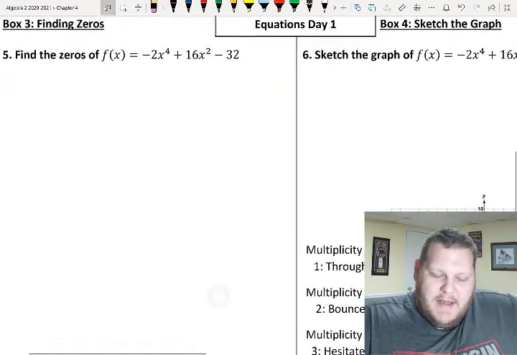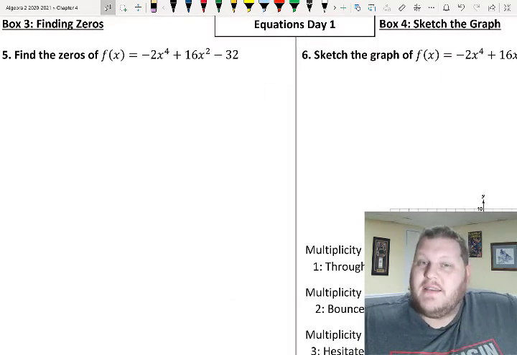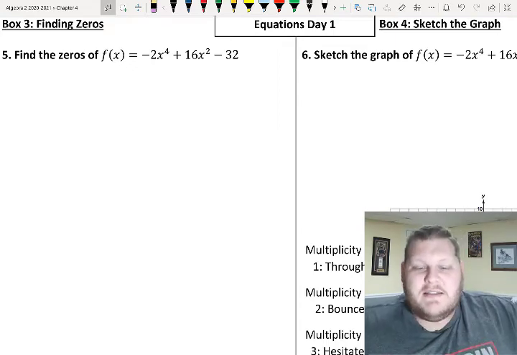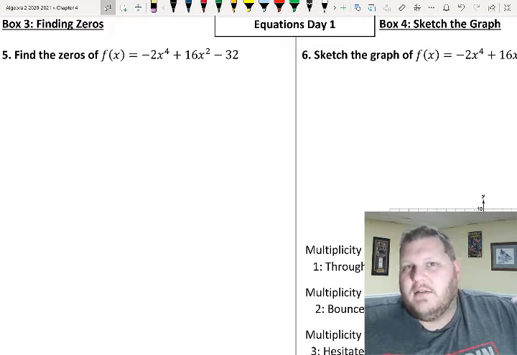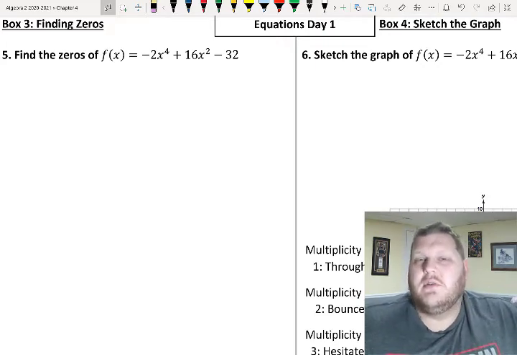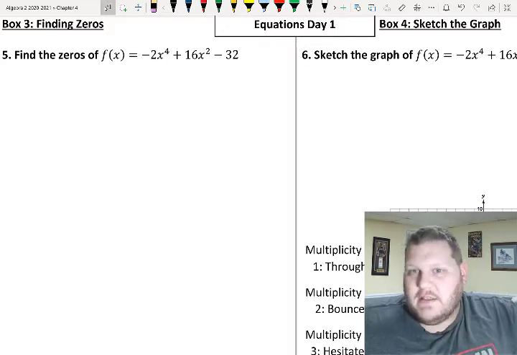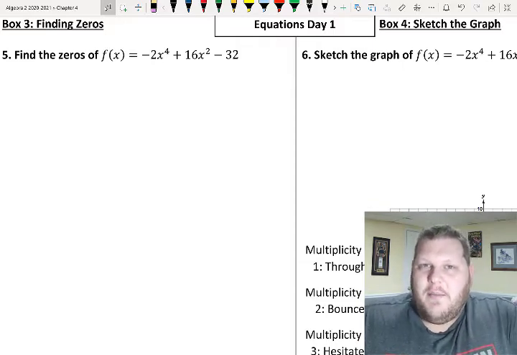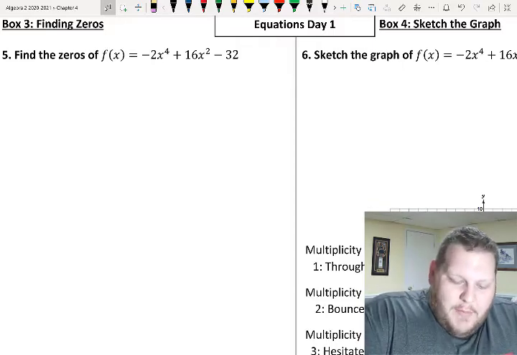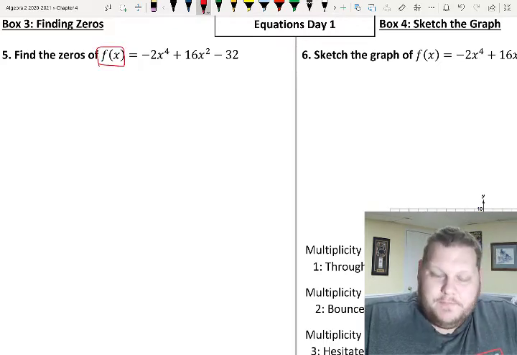Box 3 is all about finding zeros, which is really just a different way of saying the same thing. We're using the same skills. But if I'm finding the zeros of a particular function, that's asking me to find the x-intercepts, which is the solutions to the equation when it's set equal to 0, hence find the zeros. So all I have to do in this case is the extra first step that I had in the previous problem, where I'm going to replace this f of x with a 0.